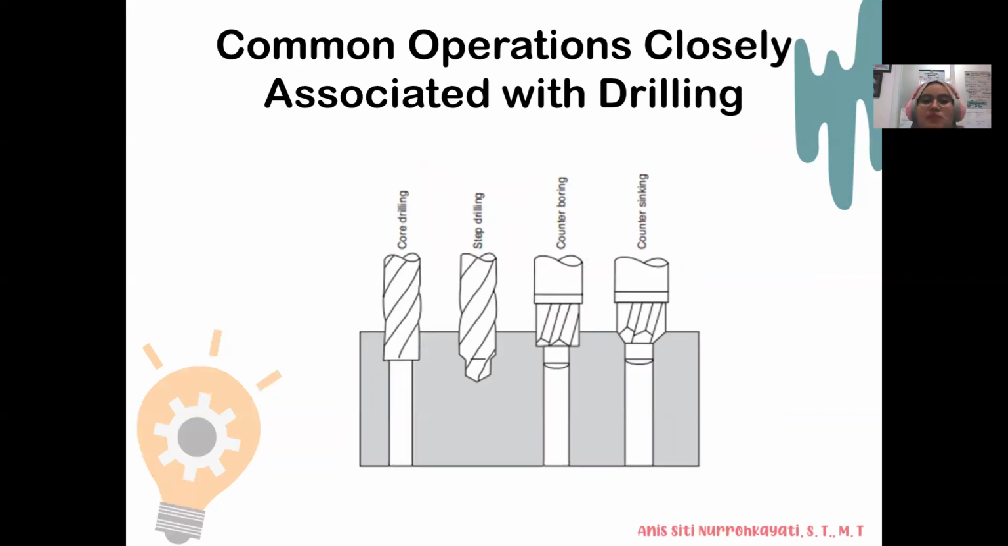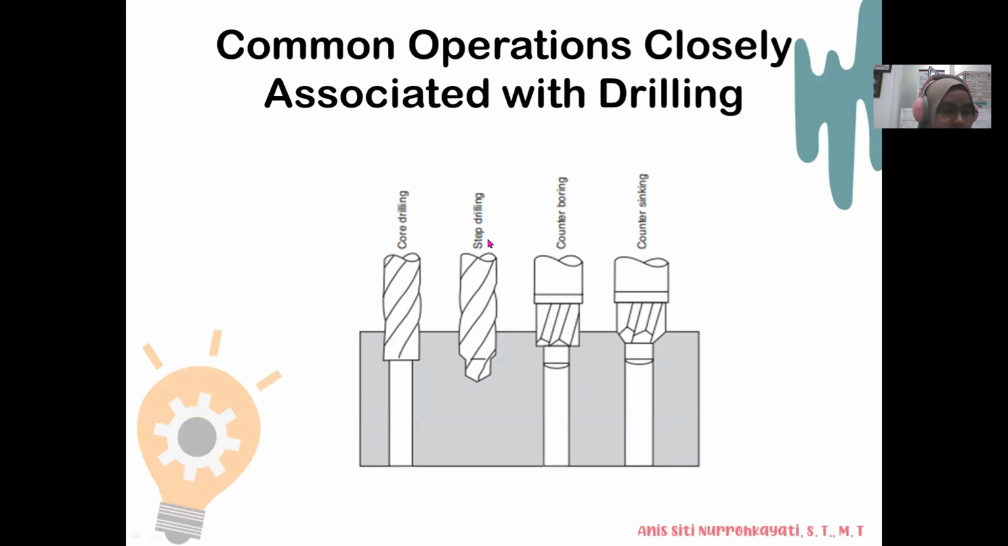The next is common operations closely associated with drilling. These are core drilling, step drilling, counterboring, and countersinking. The core drilling: holes made in casting by use of cores are rough and require a special kind of drill called a core drill to clean up the holes. This operation is called core drilling.